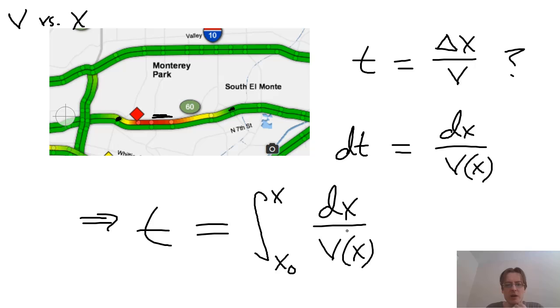Also, crucial to note here that this works even if it's not a constant acceleration. Across this traffic zone here, it's speeding up and it's slowing down, and I don't know what the acceleration is. As long as I know how the speed changes with position, though, I can figure out the time, and that's how the apps work it out.